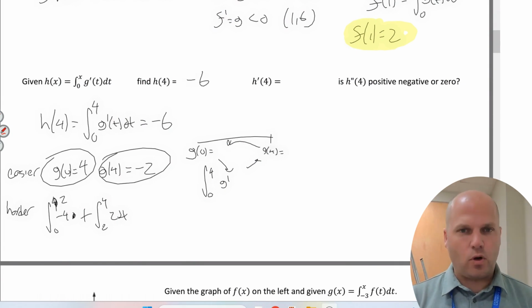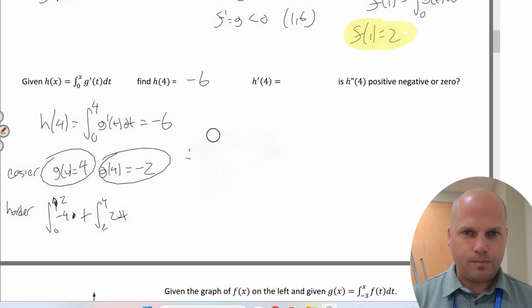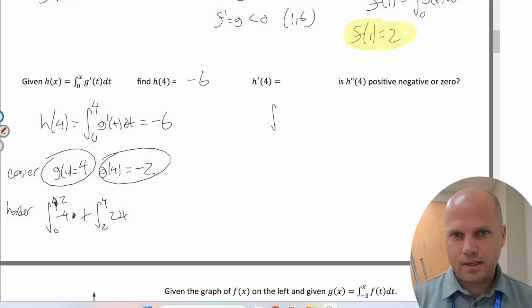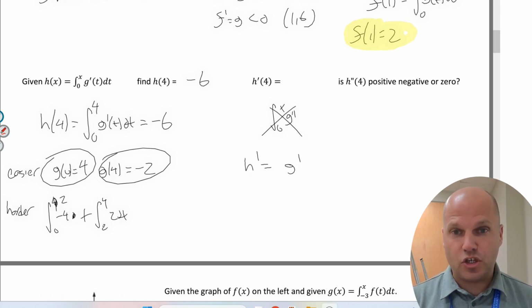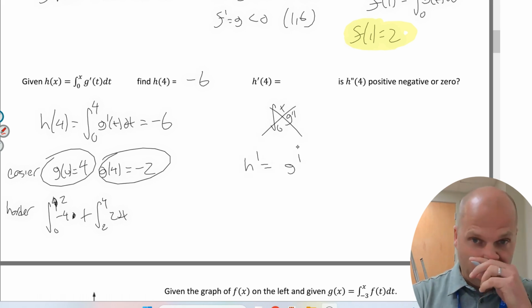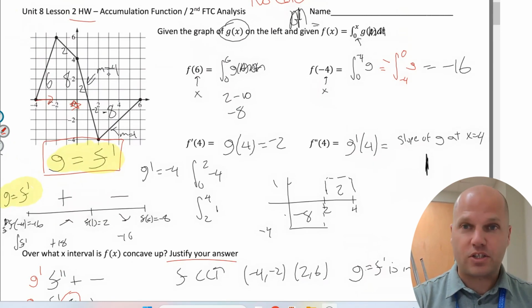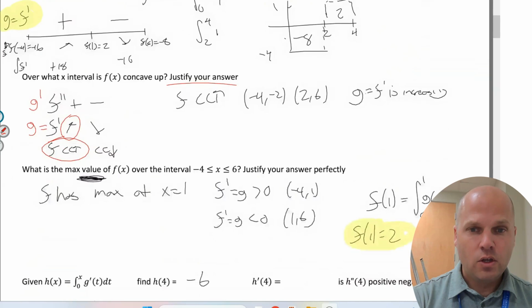What would be h prime of 4? Well, we're just talking about the derivative of the accumulation function. It's not g double prime. That's not what it is. Instead, h prime will equal g prime. That's weird, but that's what it is: the slopes of the graph of g will be the same as the slopes of the graph of f.